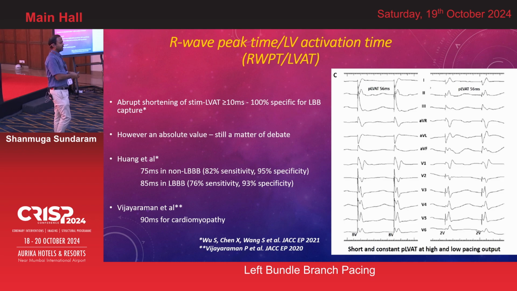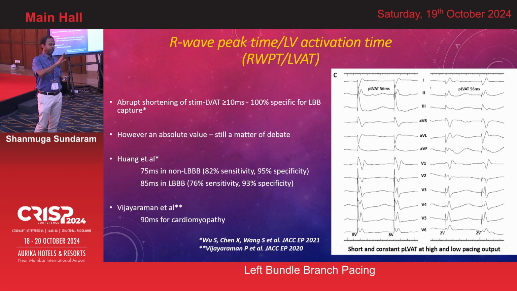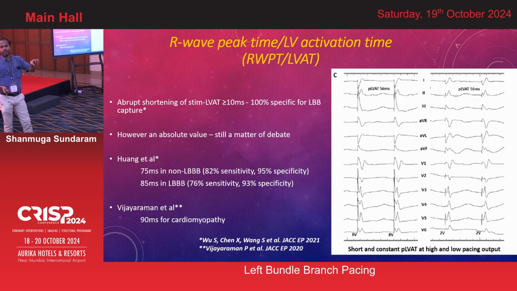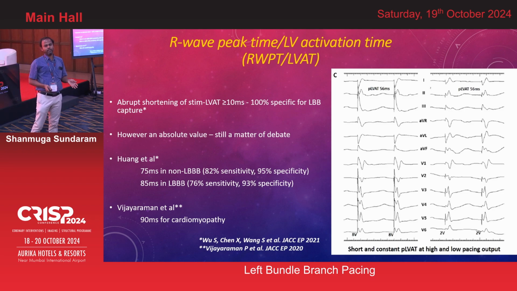So we will be measuring this R wave peak time in lead V6. Just quickly measure the duration between the pacing artifact to the peak of R wave in V6. Measure at 8 volt and measure at 2 volt. It should be short and constant both at high output and low output. So if you satisfy these criteria, that means that you have captured the left bundle.